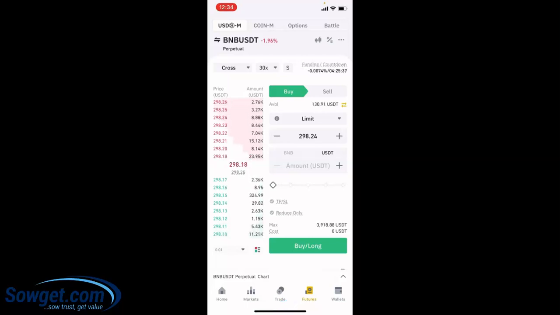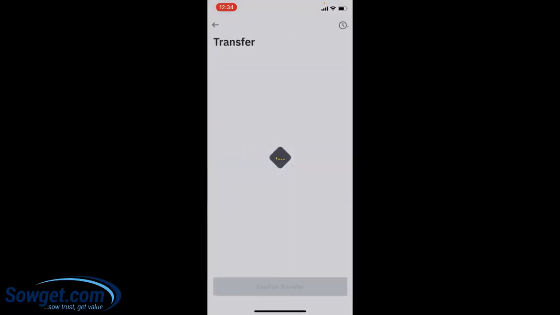The next thing you need to do to trade is to deposit money into your futures trading account. You can see where you have available balance right here. I have 130 USDT right now in my futures wallet. To deposit more money, let's say you want to trade $200, you can deposit more money to your futures wallet. Just tap on where you have available balance.